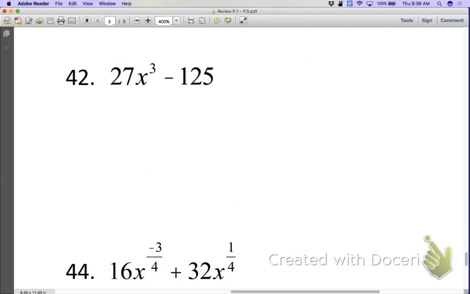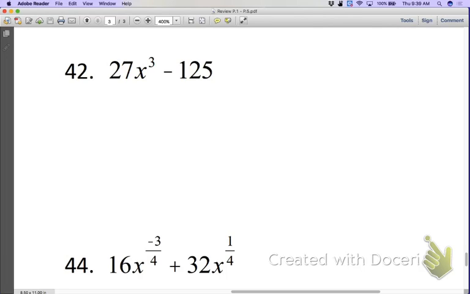42 is just a difference of 2 cubes, right? So, if it's a difference of 2 cubes, I'm going to have x minus, let's go a to the third minus b to the third. First two terms, it's just going to be whatever the cube root is. Then I'm going to square it, opposite, and then always positive, right?